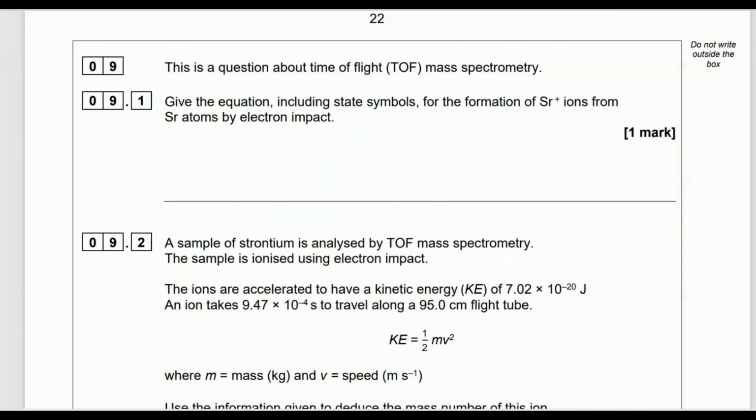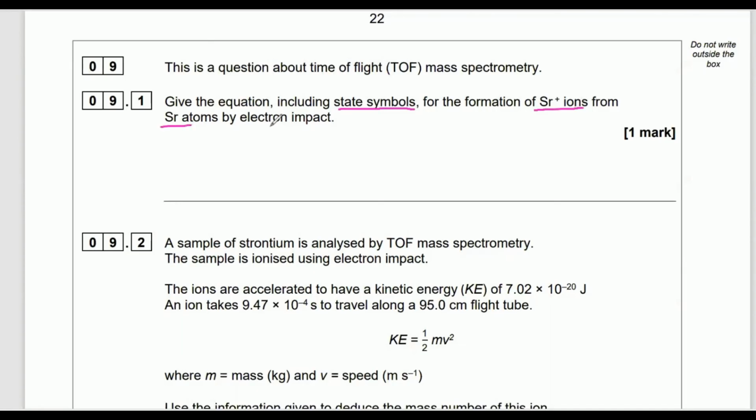Okay, for chemistry, let's get into the question. It's question 9. This is a question about TOF, or time of flight mass spectrometry. Give the equation including state symbols for the formation of Sr+ ions from Sr atoms by electron impact.